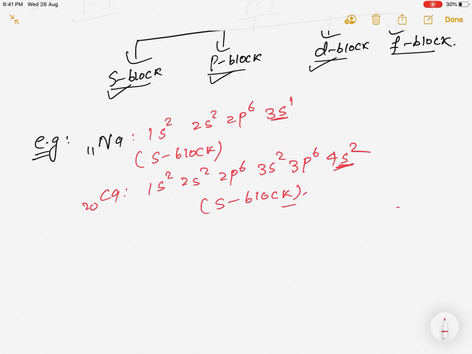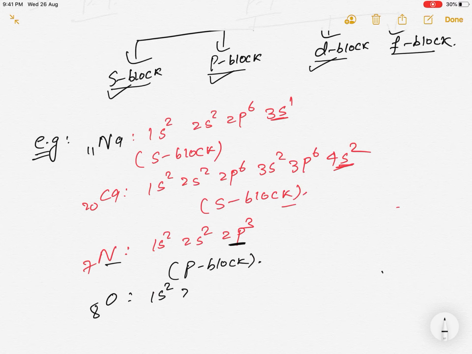Similarly, for a p block element, the last electron enters the p subshell. For example, nitrogen: 1s2, 2s2, 2p3. Where does the last electron go? The last electron goes in the p subshell. That's why nitrogen is a p block element. Similarly, oxygen: 1s2, 2s2, 2p4. The last electron enters the p subshell. That's why it is a p block element.